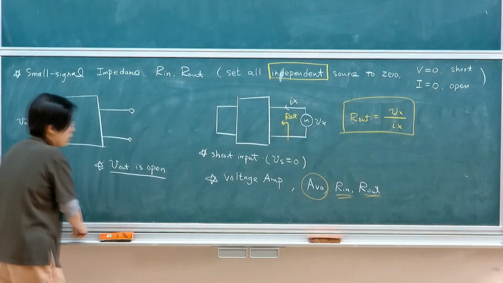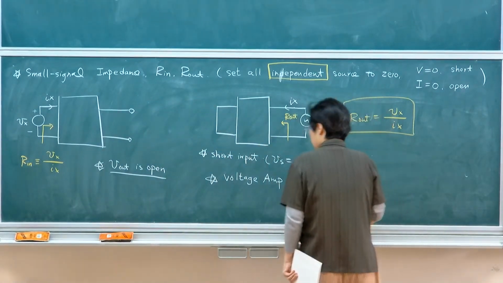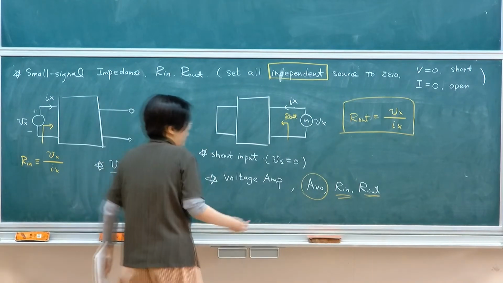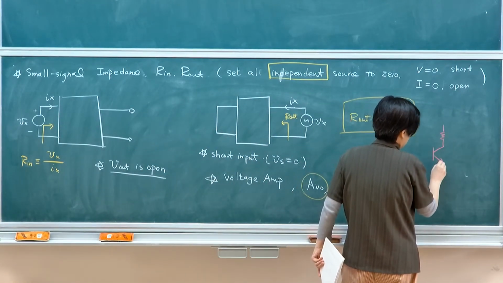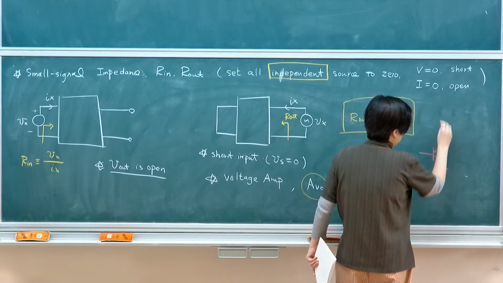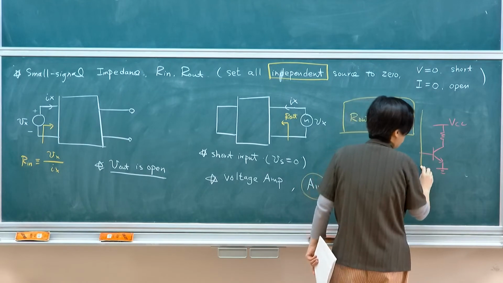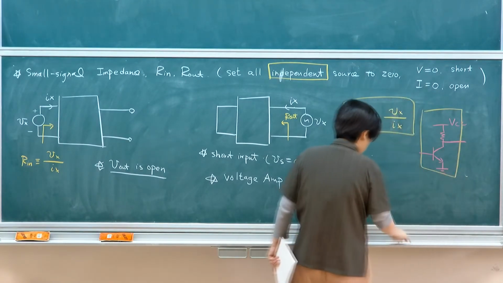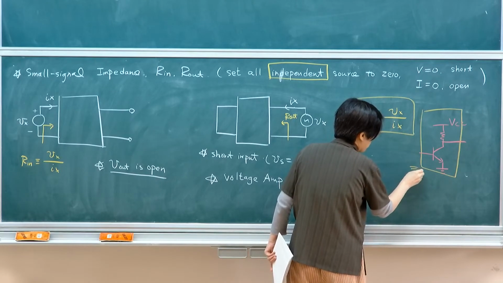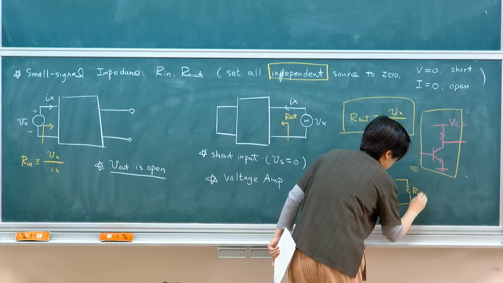So once we have this, for any circuit, whatever it is, for example a common emitter amplifier looking like this, I'm just giving a very rough sketch. I can wrap it up and say that it's equivalent to Rin.